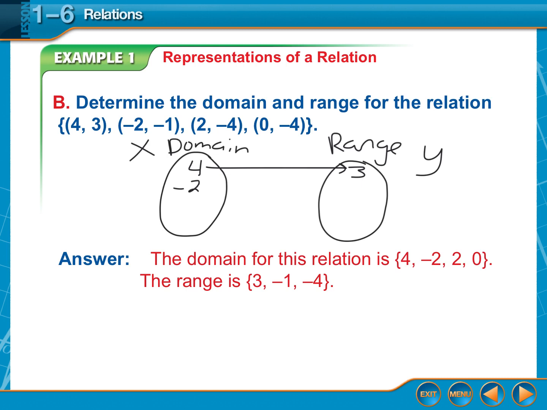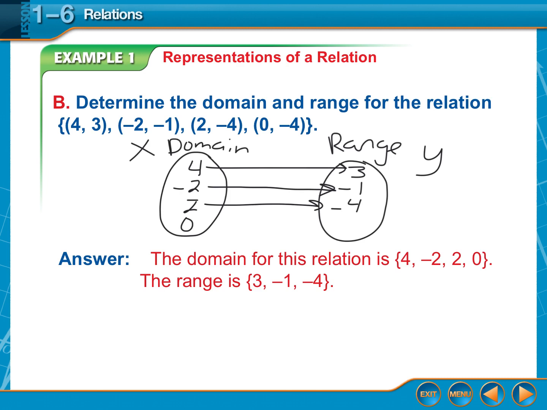-2. What's my y? -1. So we connect them. 2, -4. What's my x? 2. What's my y? Good. And then everyone agree that my x is 0 and my y is -4.